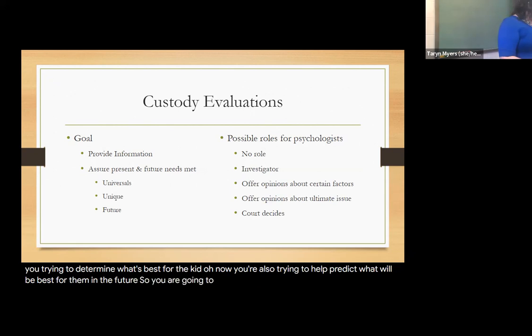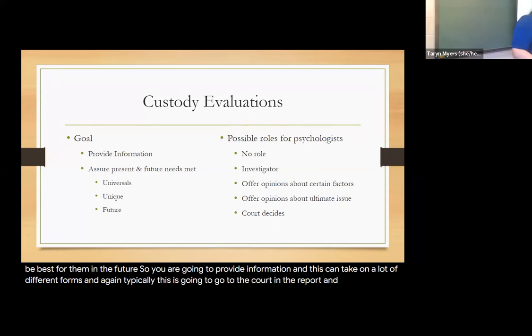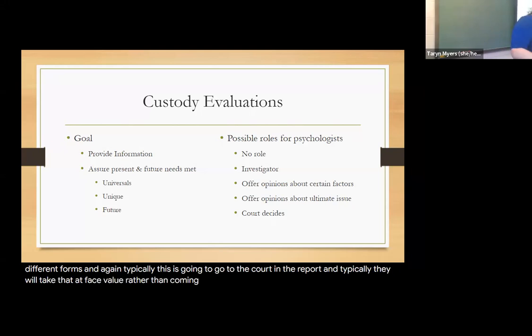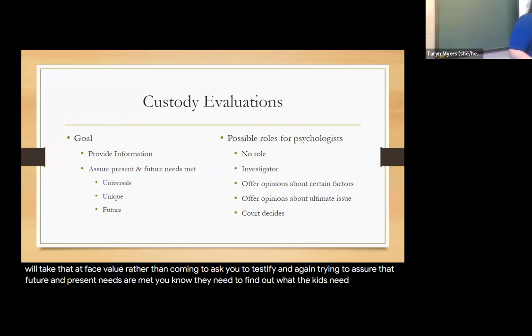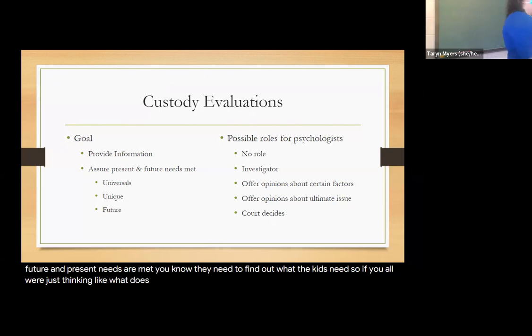So you are going to provide information, and this can take on a lot of different forms. And again, typically, this is going to go to the court in a report. And typically they will take that at face value rather than coming to ask you to testify. And again, trying to assure that future and present needs are met. They need to find out what the kids need. So if you all were just thinking, what does a child need to do well now and in the future? What are some things you can think of?